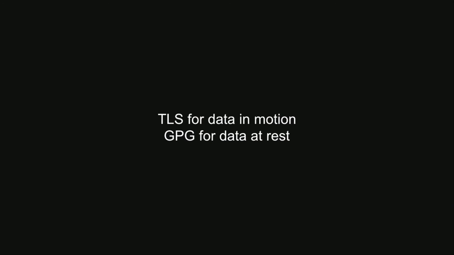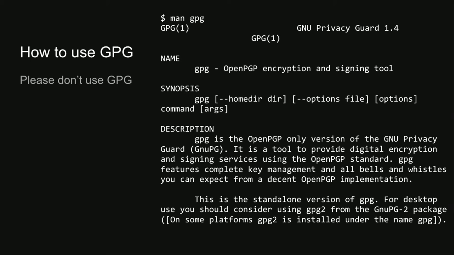So the second part of this mantra, GPG for data at rest. GPG is an encryption tool that's really meant for people communicating with each other rather than software. It's meant for encrypting email or signing a document that you're going to put up on the internet somewhere so everybody knows it's you. And here's how you use GPG securely. How you use GPG securely is that you don't use GPG.